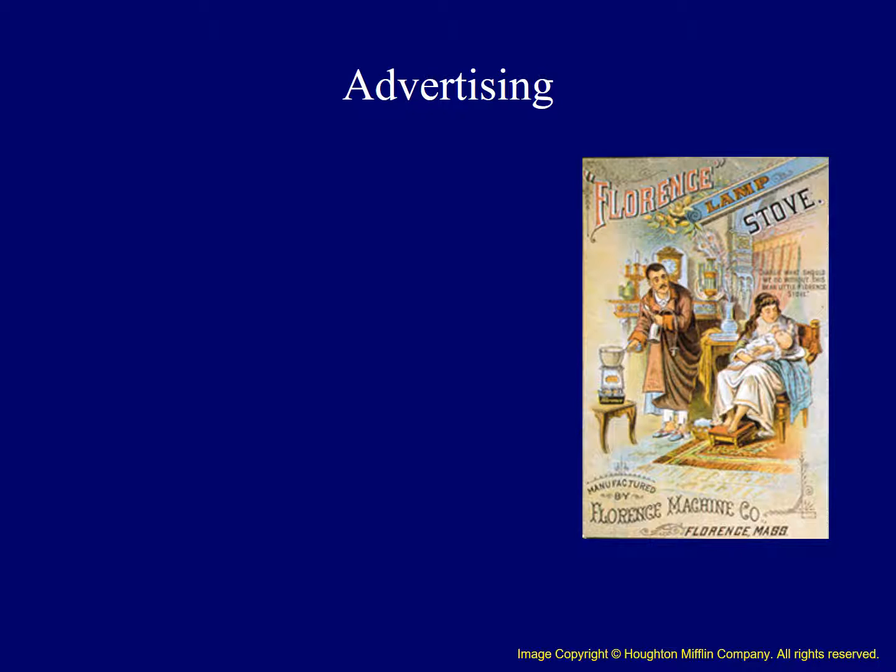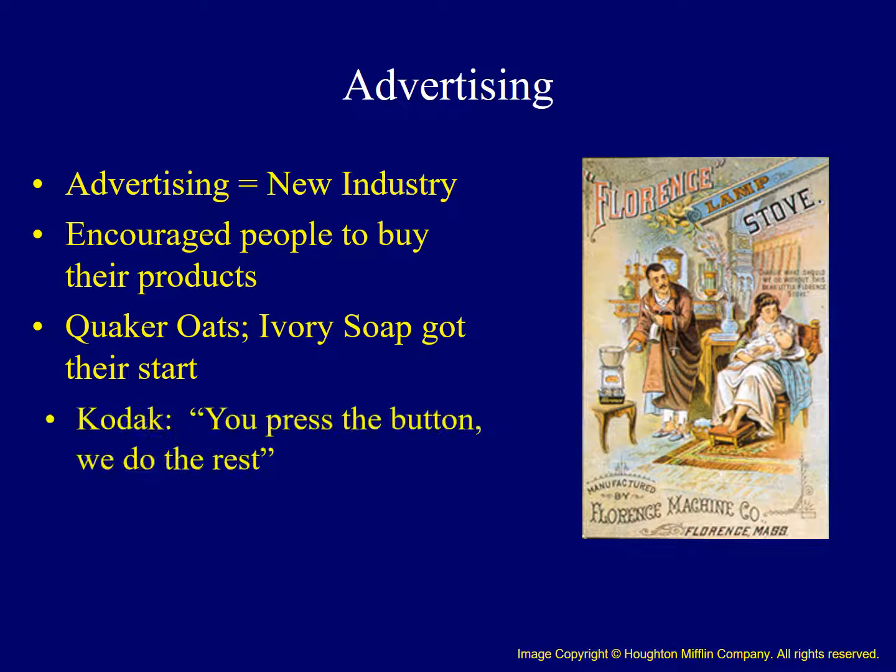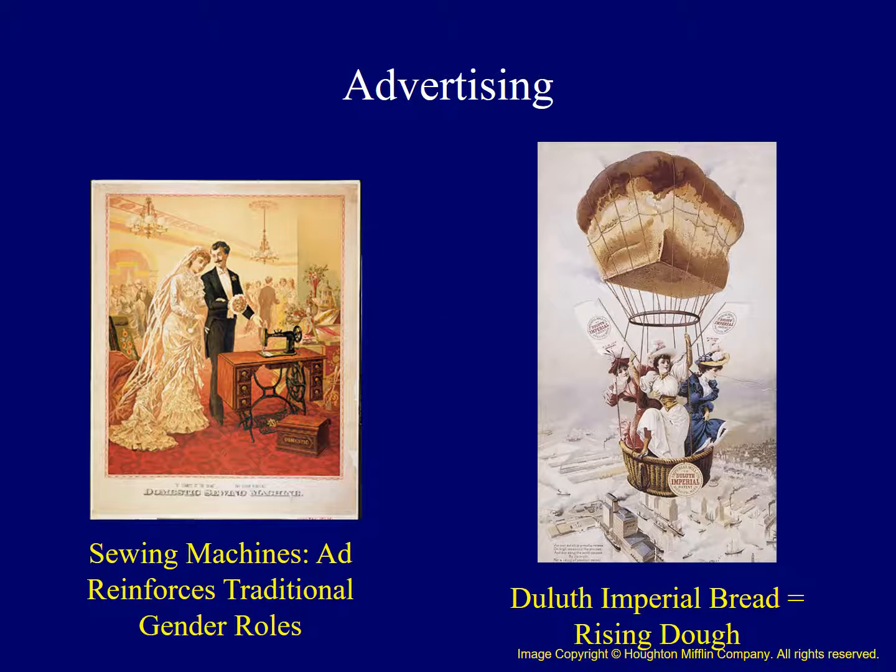On the right, we see an advertisement for the Florence lamp stove. Here are two advertisements, one on the left for sewing machines, and one on the right for Duluth Imperial Bread. I think they take a unique approach to trying to encourage people to purchase these products.